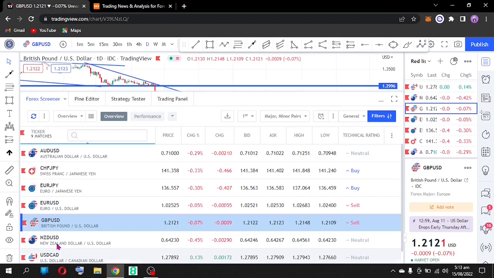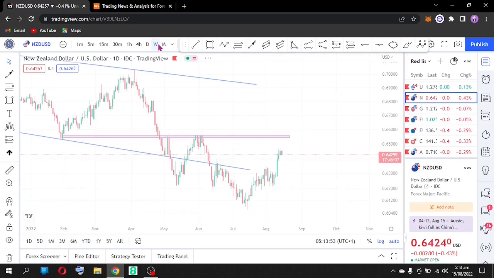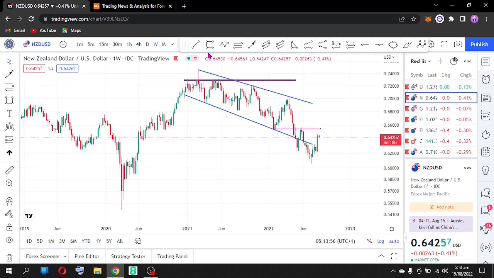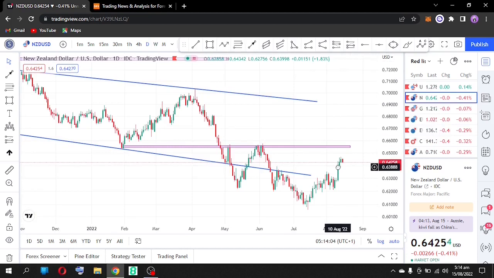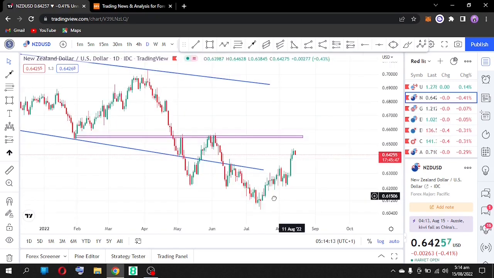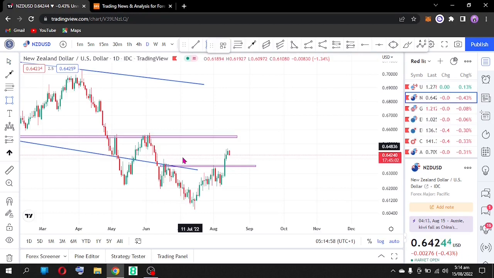So on the next currency pair, New Zealand USD, on the weekly time frame, we had this bullish trend and then this bearish channel. Back on the daily time frame, you see that when this support was broken, it had this retest and then another bearish trend, and now price has pushed back up. So this analysis is almost the same as GBPUSD. If it doesn't break this support level, then we are going to have this up move.